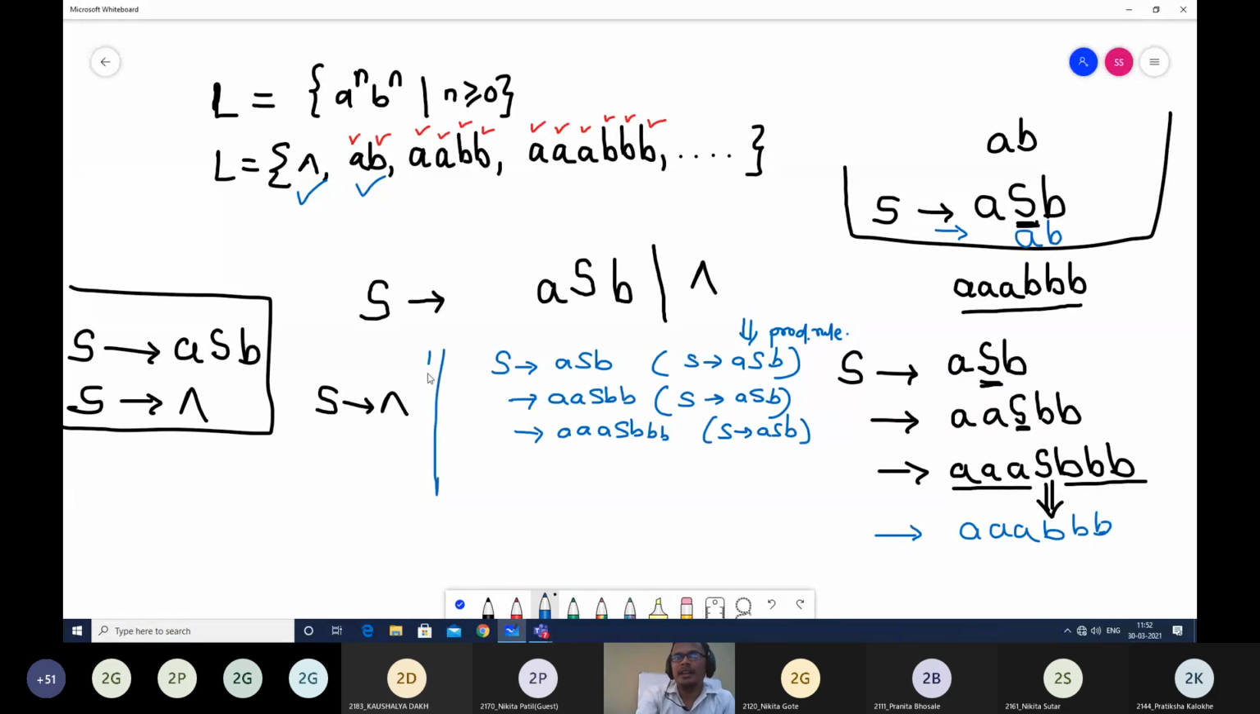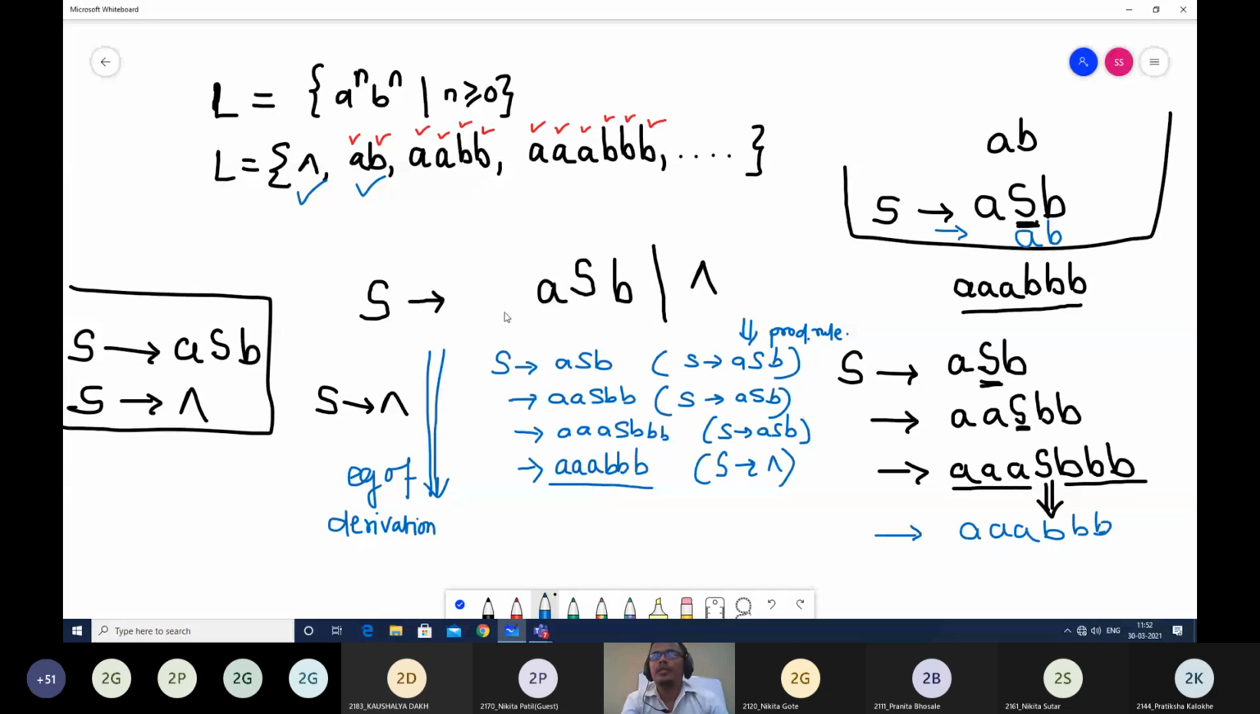This process that I am writing is an example of derivation. Finally, what I am going to do? I am going to apply S gives null. So from this I generate a string that is AAA BBB.